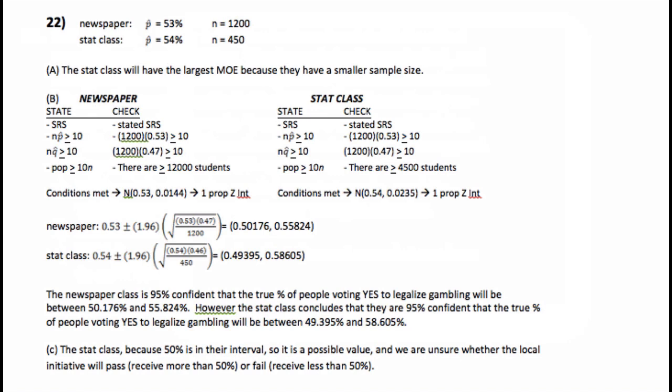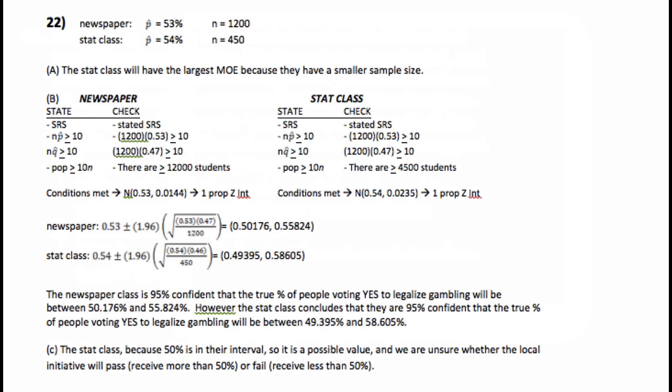Okay, so for the newspaper, our sample proportion was 53% with a sample size of 1,200. For the stats class, our sample proportion was 54% with a sample size of 450. Okay, the stats class will have a larger margin of error because they have a smaller sample size.